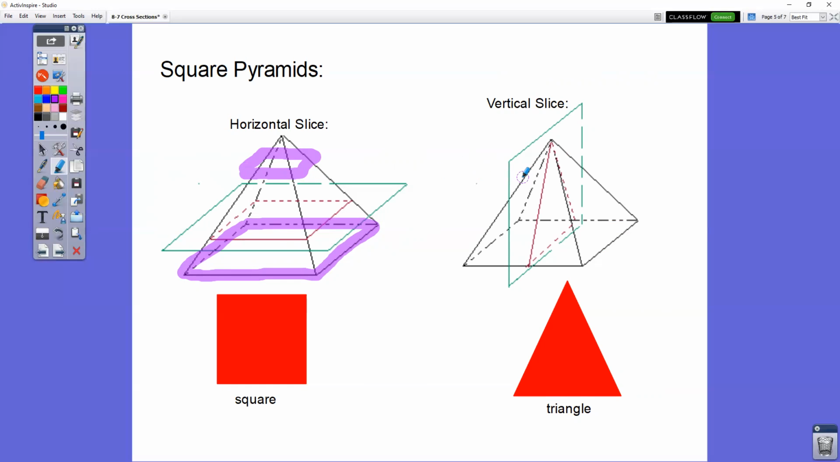However, if we did a vertical slice, vertical goes up and down, you would end up seeing a triangle, because we'd be cutting right along here in the red, and we would see a triangle.